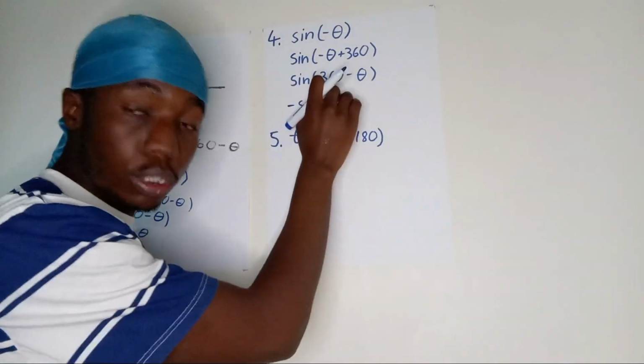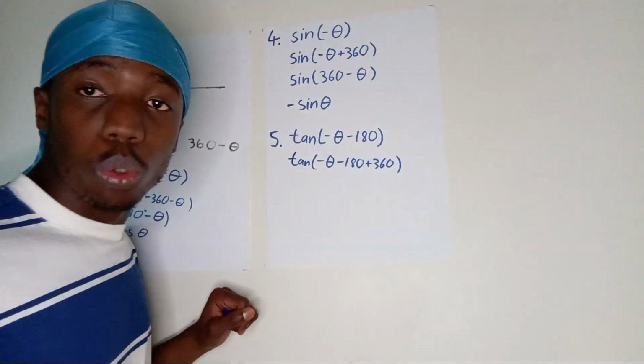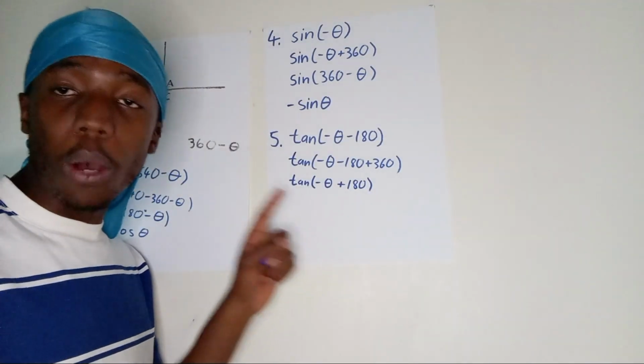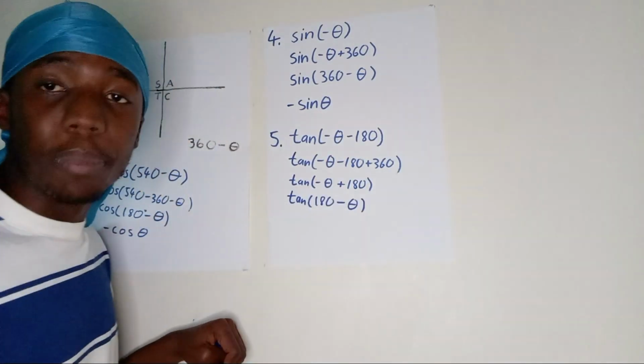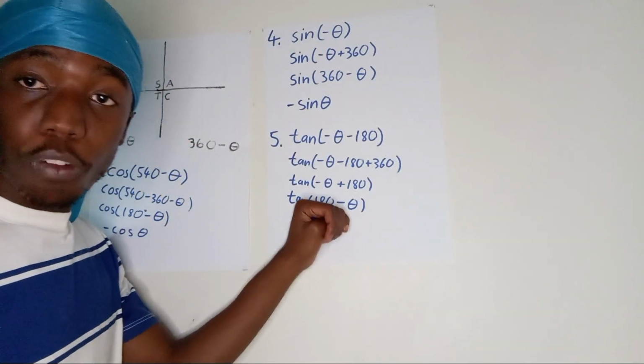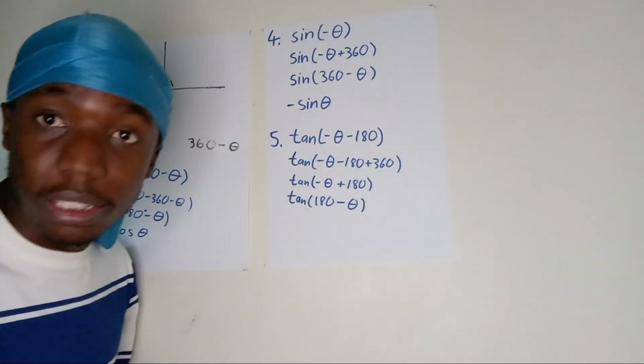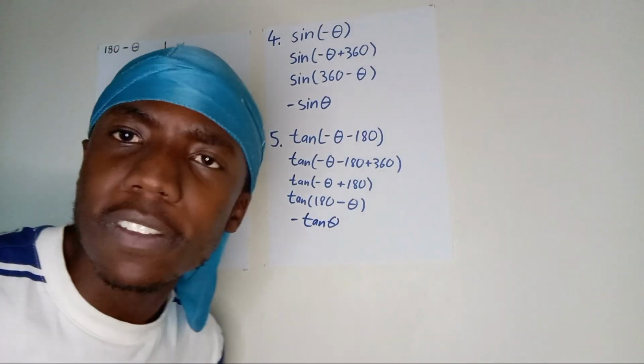Question 3 we did it. Question 4 we did it. Now let's do it for question 5. We added 360 and got that. Now we just rearrange it and it becomes that. Now, is tan negative or positive in this quadrant? The second quadrant, it's obviously going to be negative tan theta, right?